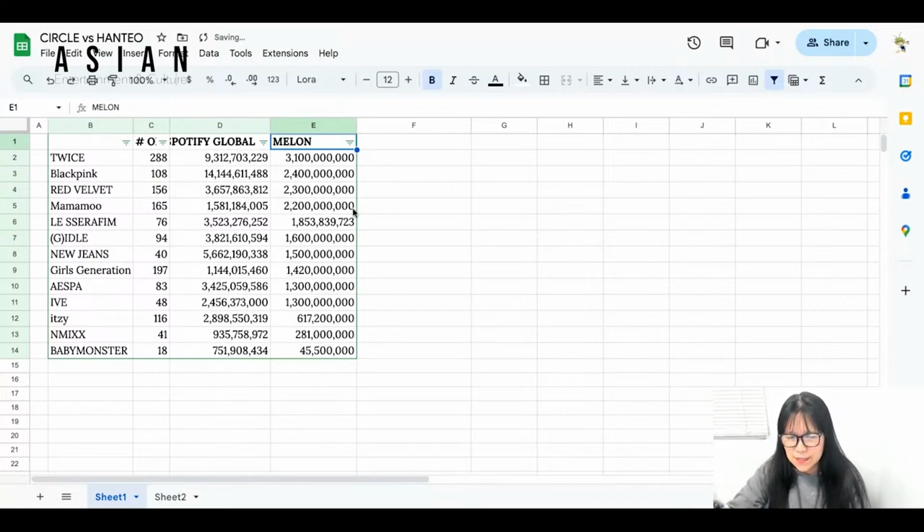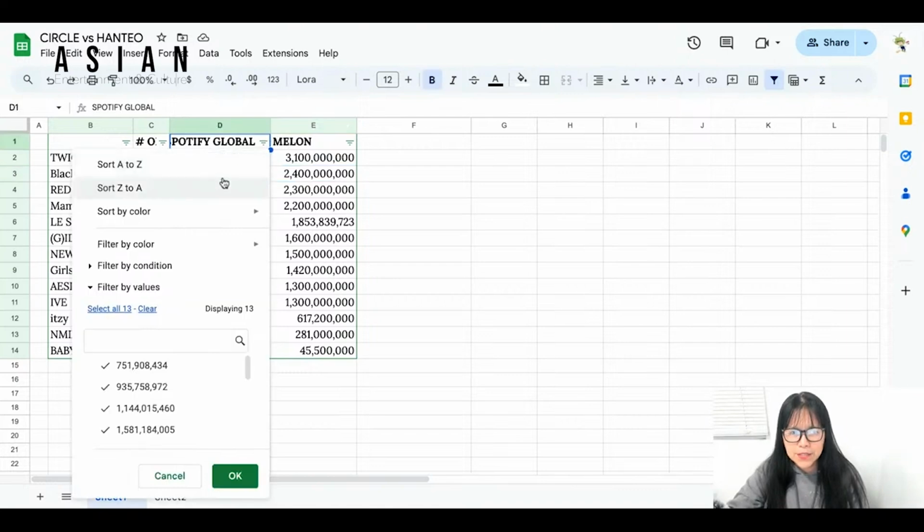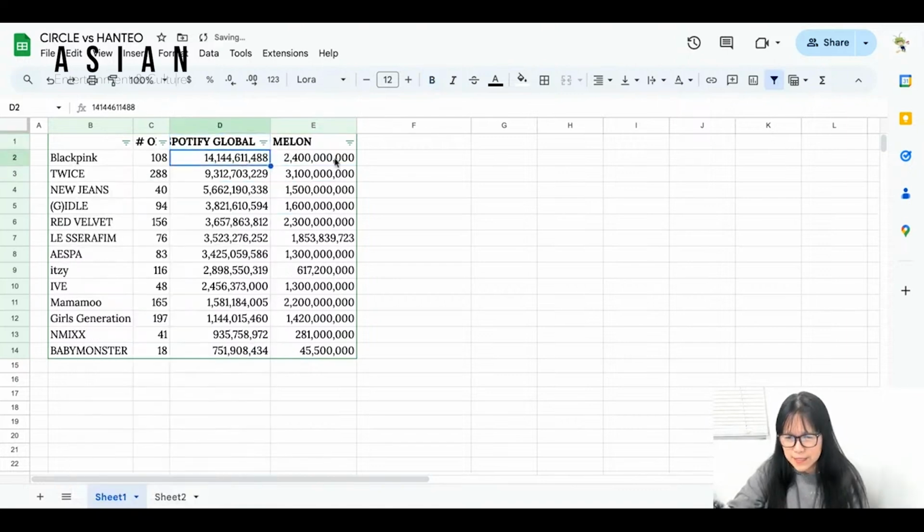if you arrange it on the number of streams on Melon, it'll be Twice, Blackpink, Red Velvet, Mamamoo, Le Sserafim. That's your magic five. And then you go G Idol, New Jeans, Girls' Generation. If you base it on Melon. If you base it on Spotify, Blackpink is going to be number one. This is 14 million for Blackpink.